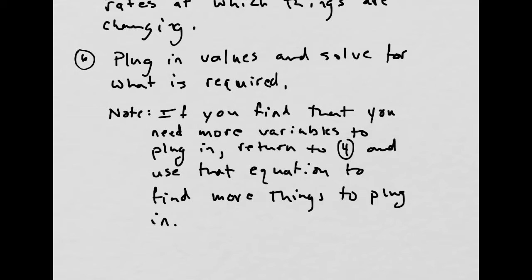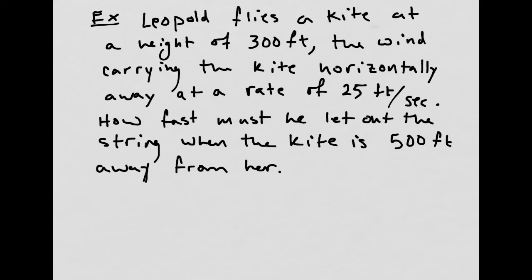So with that said, that took a while to explain. Let's do another example. Okay, Leopold, good old Leopold, flies a kite at a height of 300 feet. The wind is carrying the kite horizontally away at a rate of 25 feet per second. How fast must he let out the string when the kite is 500 feet away from him?